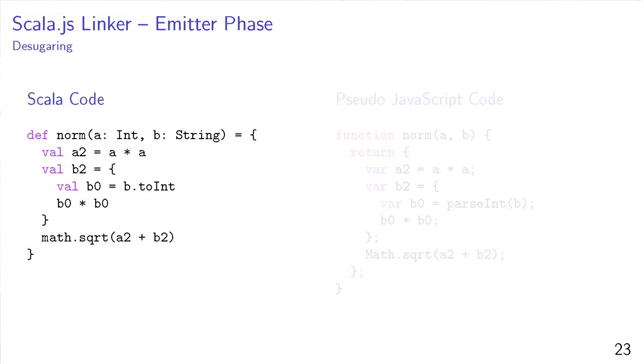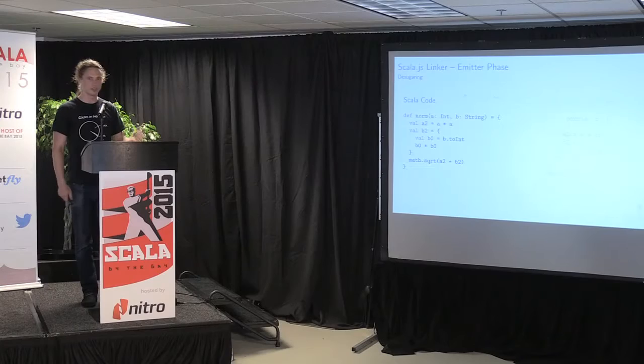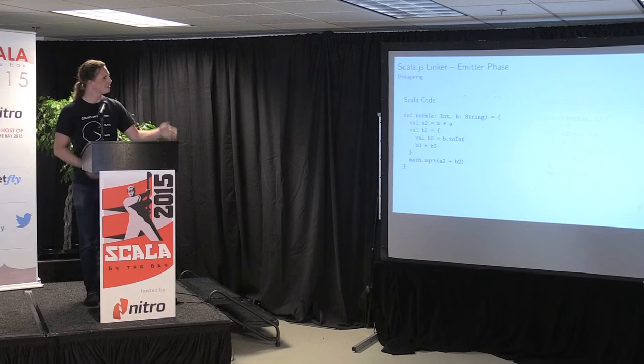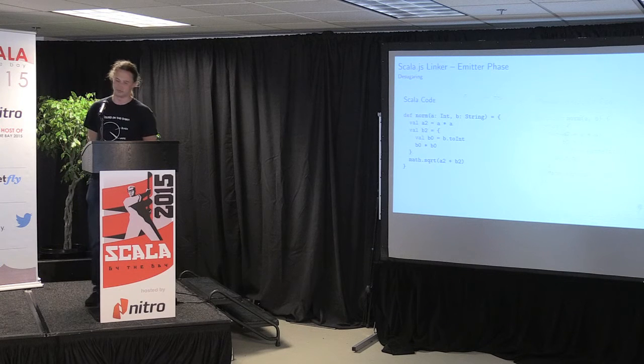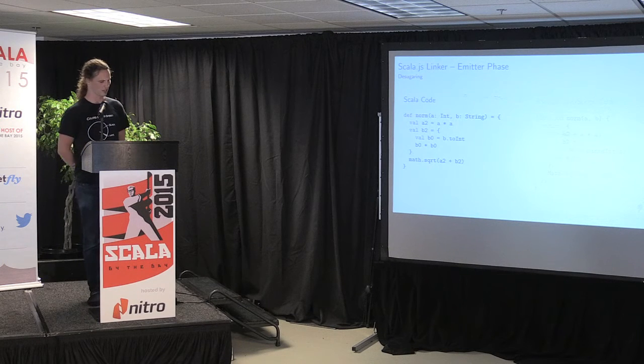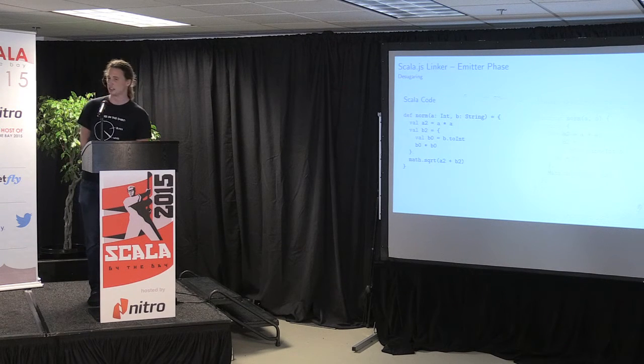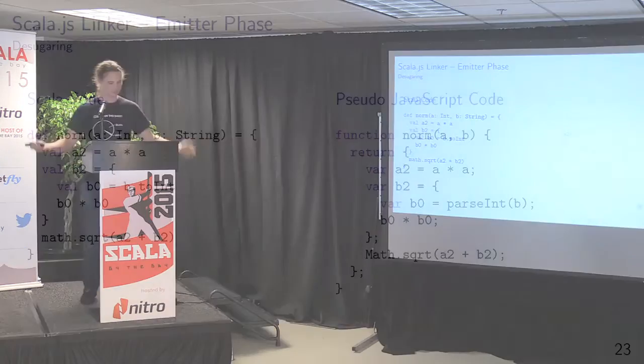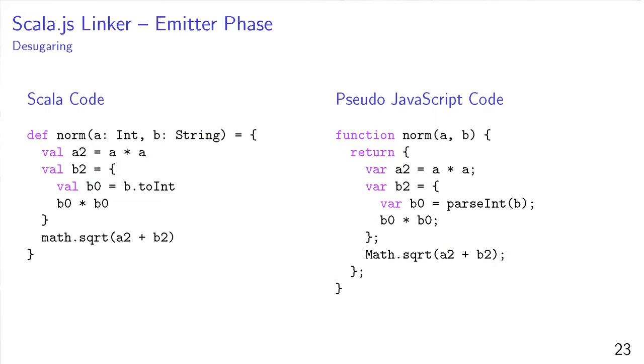Here the example unfortunately breaks a bit, and I have to take another piece of code to illustrate how we desugar. So we turn these complex trees into easier trees. Let's look at this slightly strange norm method. It takes an integer and a string, and it converts the string into an integer in this nested block there, and then calculates the norm of these two values. And in pseudo JavaScript code, we would immediately translate that to something that looks somewhat like this.